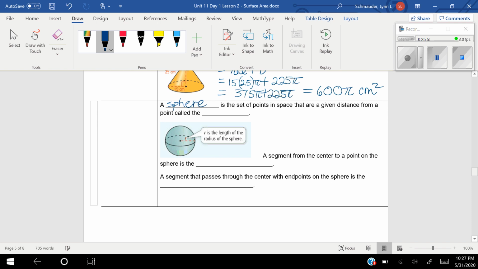A sphere. A sphere is a set of points in space that are a given distance from a point called the center of the sphere. So the center of the sphere is equidistant from any other point on the sphere. A segment from the center to a point on the sphere is, as you might assume, a radius of the sphere, and a segment that passes through the center of the sphere with endpoints on the sphere is a diameter. And it is twice as long as the radius, just like it would be in a circle.